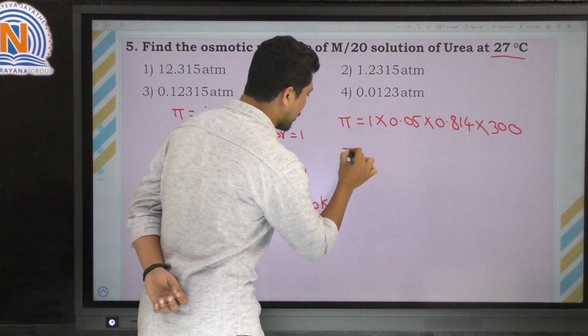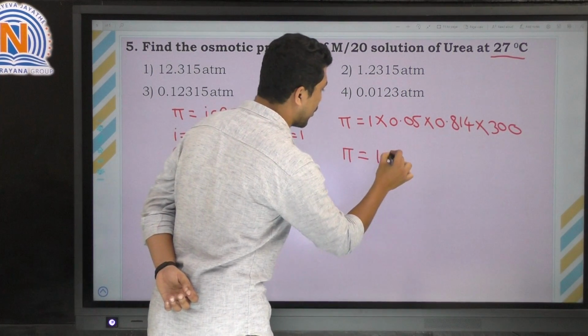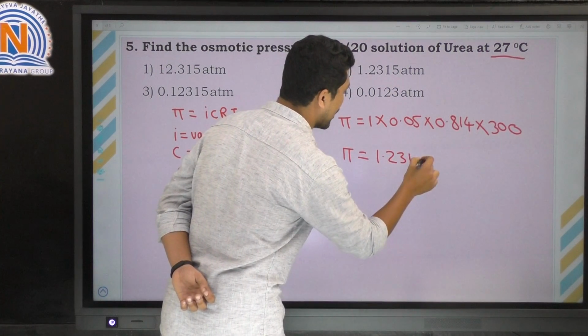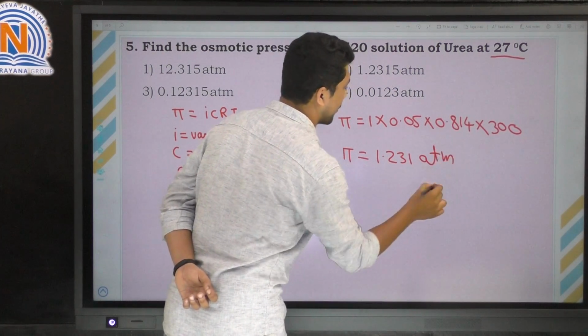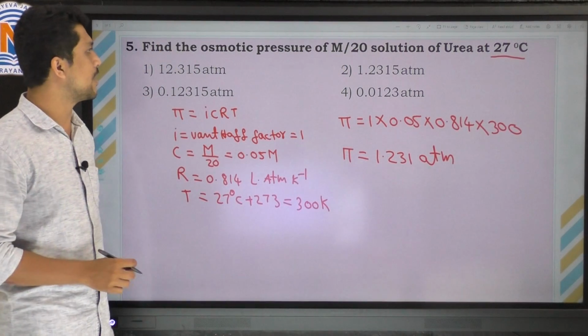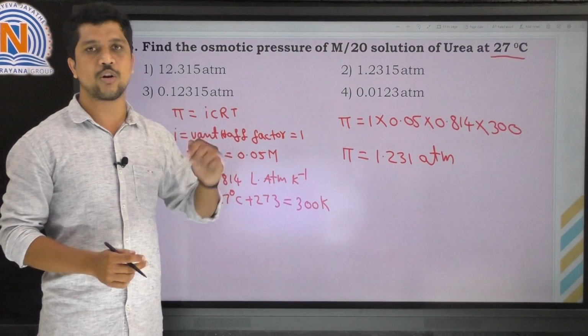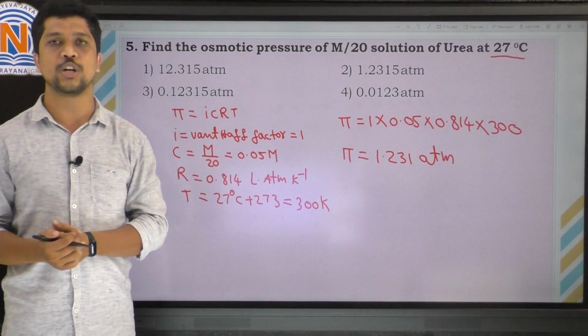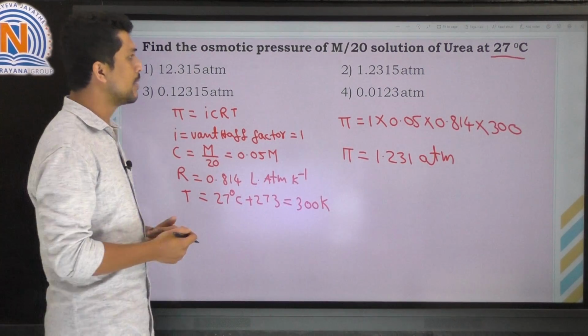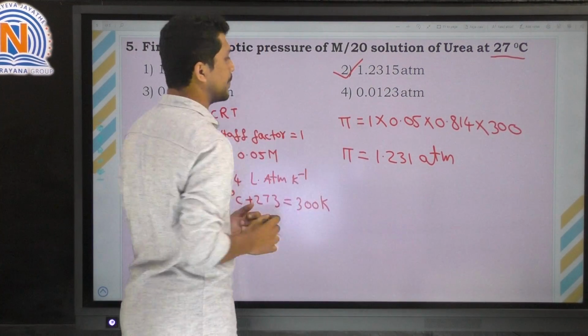If you solve this, you will get the osmotic pressure as 1.231 atmosphere. So the final osmotic pressure of the solution which has the concentration M/20 is 1.231 atmosphere. So the correct option is the second option.